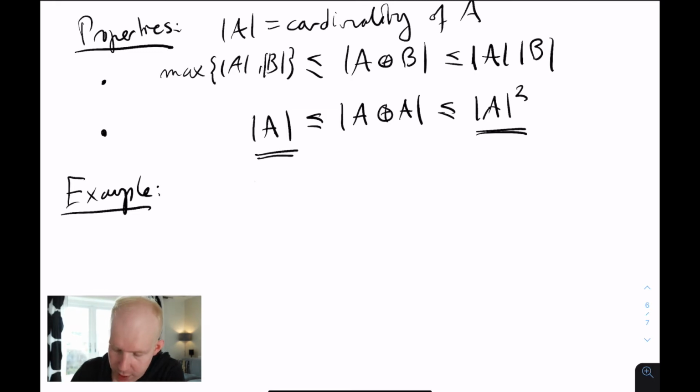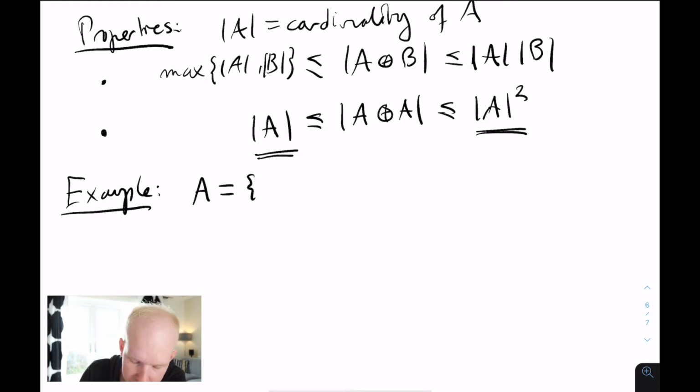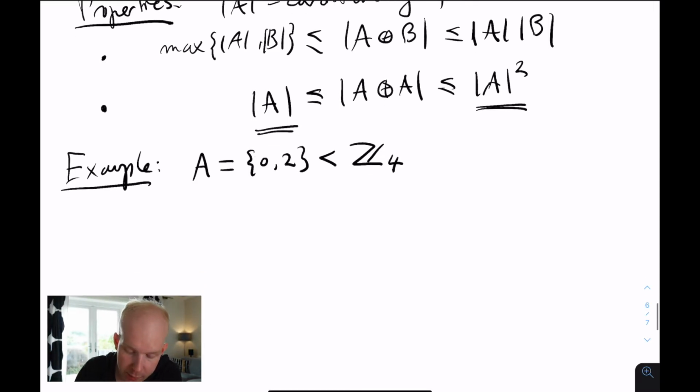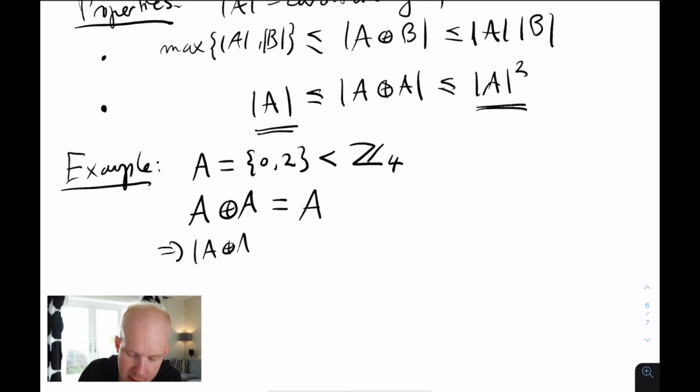One example where this appears in the possible sums is, let's take A equal to {0, 2}, which is a subgroup of Z4. So we are just considering the case Z4. Now if you take A plus A, all the possible sums that you get here are just A itself. So nothing happens when you add the set to itself. This means in particular that A plus A has the same cardinality as A.